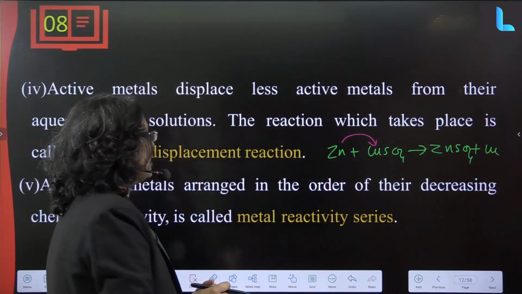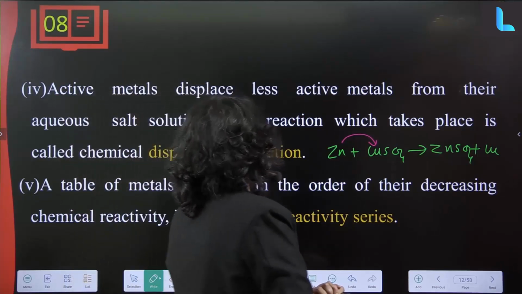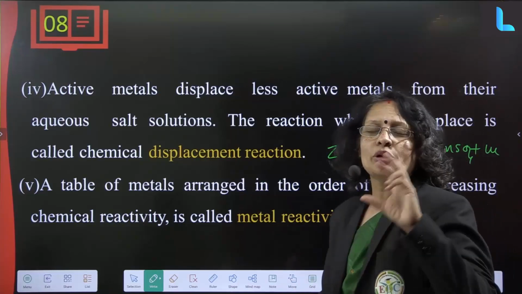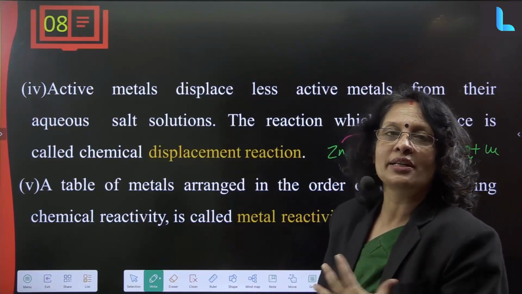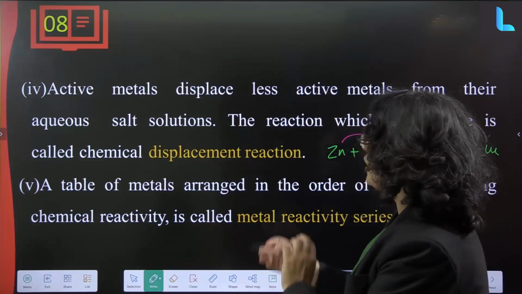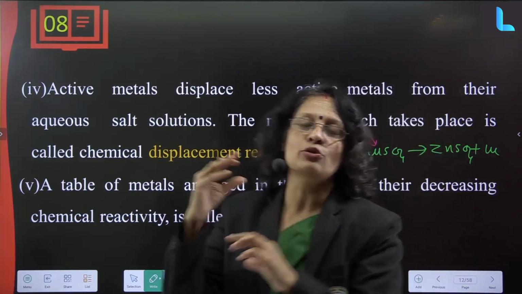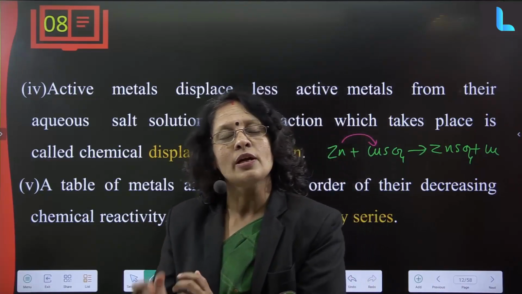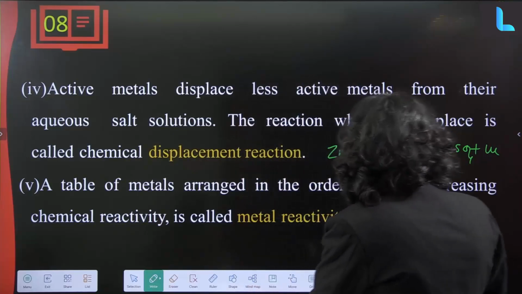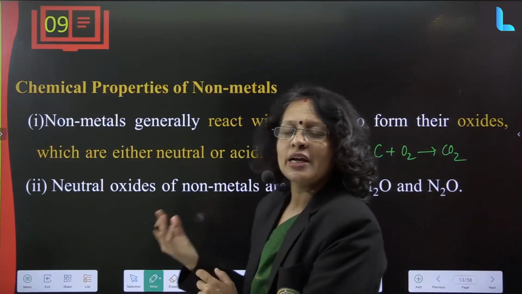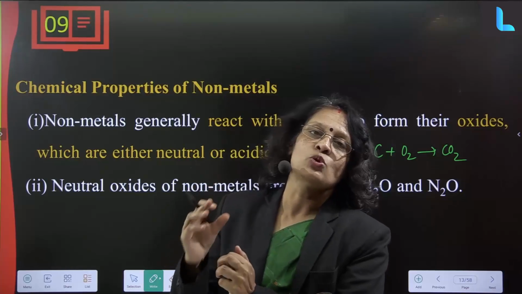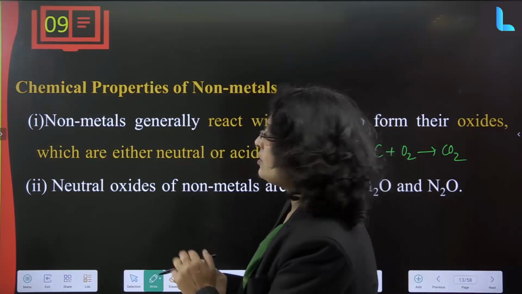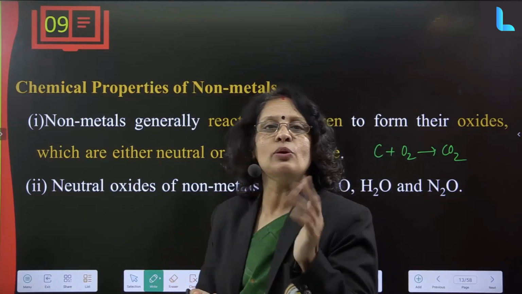Then a table of metals arranged in order of their decreasing chemical reactivity is called the metal reactivity series. According to this, potassium is the most reactive and platinum is the least reactive. Elements above hydrogen are reactive, and below hydrogen, like copper, platinum, gold, silver, are less reactive elements. On top of the reactivity series it will be potassium, sodium, magnesium, zinc, iron. Not copper, since copper is below hydrogen.